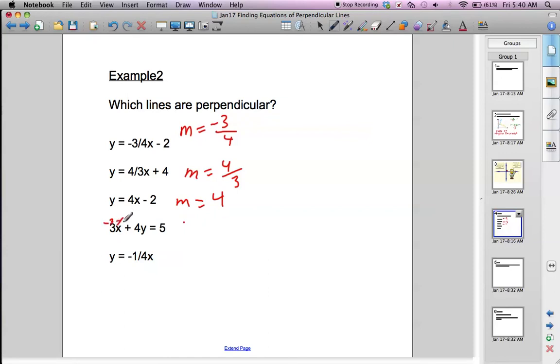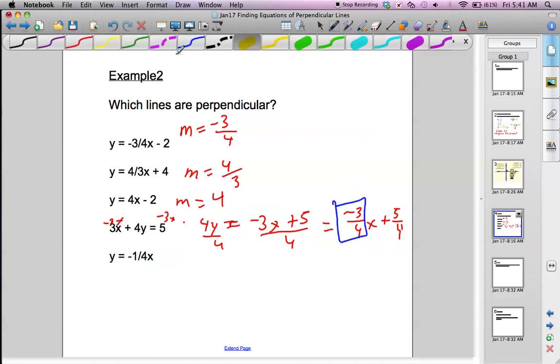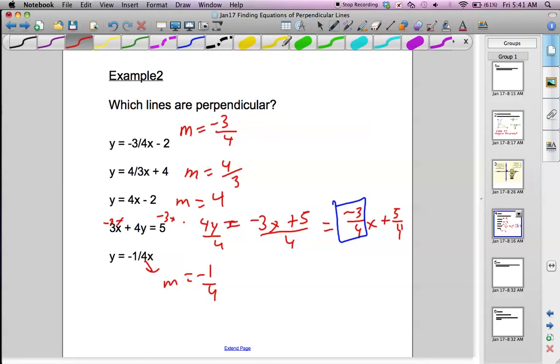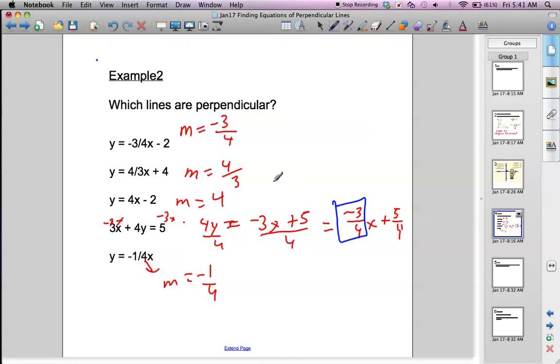So we're going to subtract 3x from both sides of the equation. We get 4y equals negative 3x plus 5, then divide by 4, we get negative 3/4 x plus 5/4. Okay, so the slope on that one is negative 3/4. And let's look at the last one here. Slope is negative 1/4.